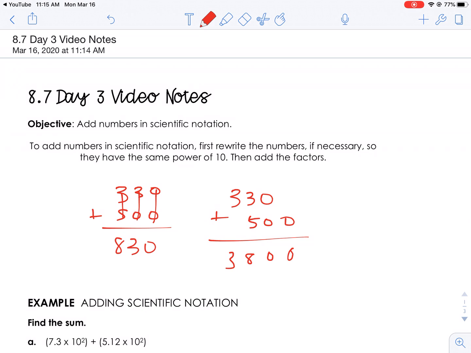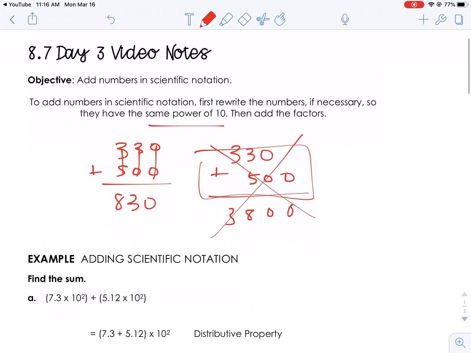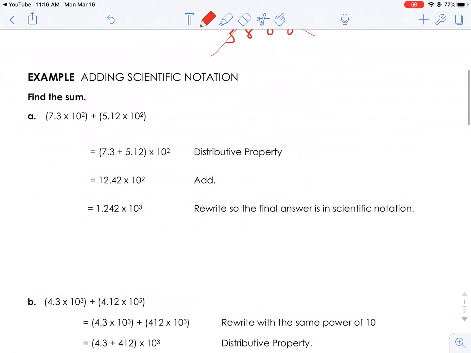And so that's our reason for why we need to have the same power of 10 when we're adding. We want to think about it as having our place values in the same spot when we're adding so that we don't get something incorrect like this. Okay, so there's two examples here.